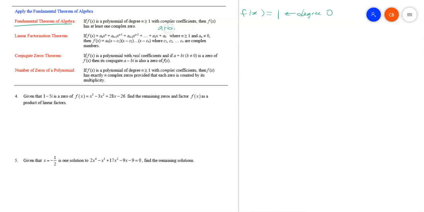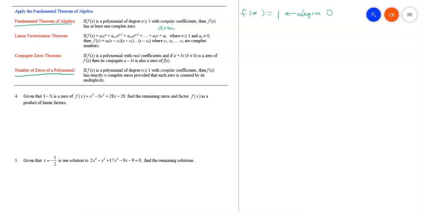But any polynomial that has these kinds of coefficients, we know for sure, based on the fundamental theorem of algebra, that it will have at least one complex 0. So it would be possible to identify a 0 for that polynomial. And it's actually this last one that we have right here.